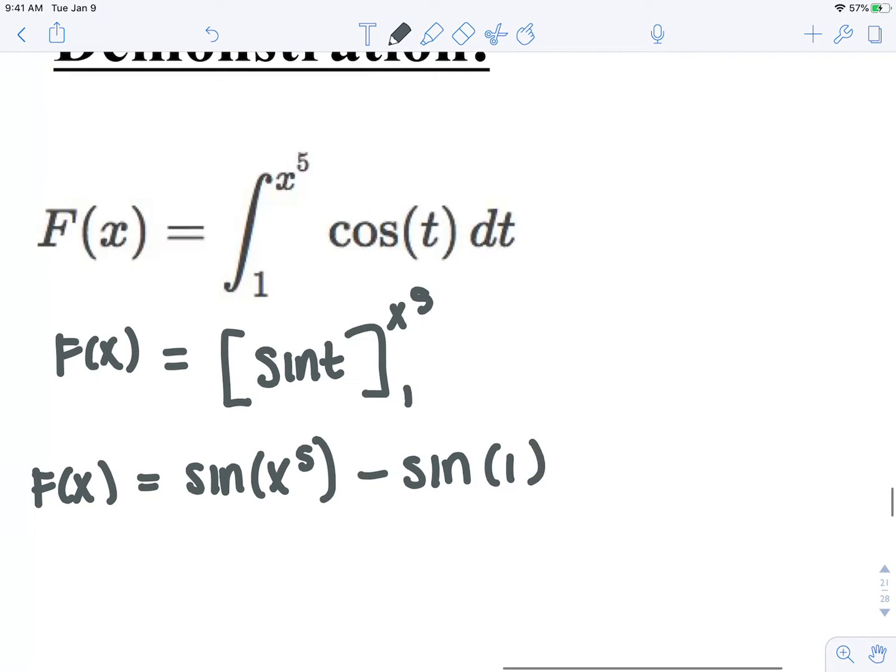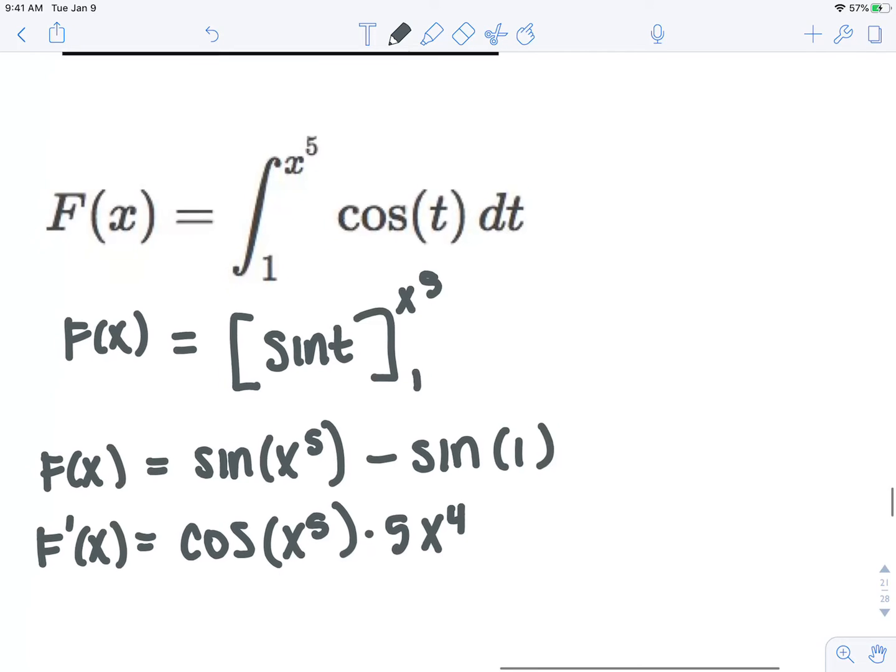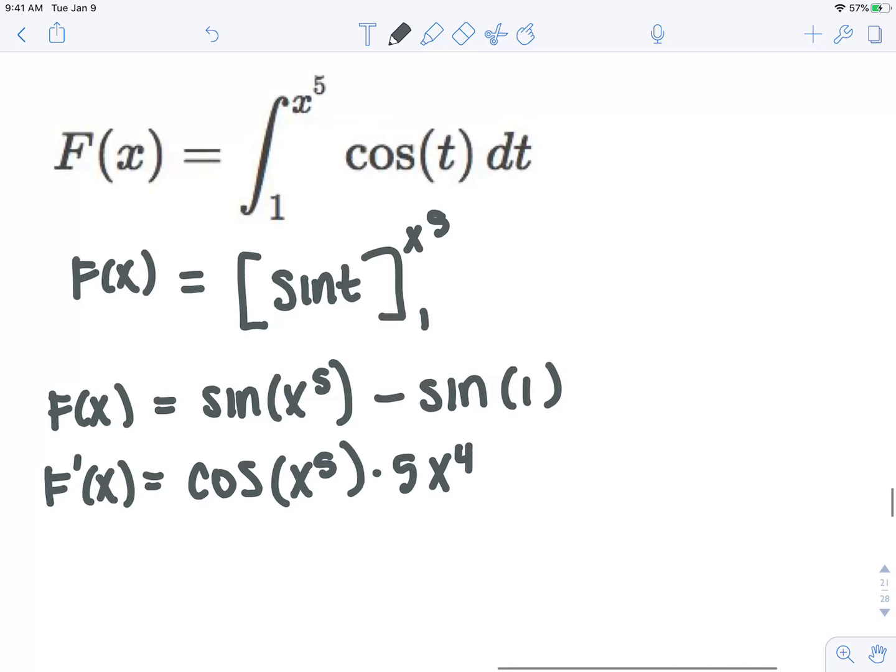So now if I'm trying to find the derivative of this function, the derivative of sine is cosine x to the 5th times chain rule 5x to the 4th. And remember, the derivative of sine of 1 is going to be 0 because sine of 1 is a constant. So what we've just shown is that we took x to the 5th, plugged it in for our variable, and then we multiplied by its derivative.